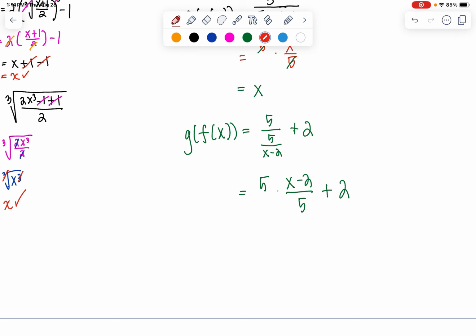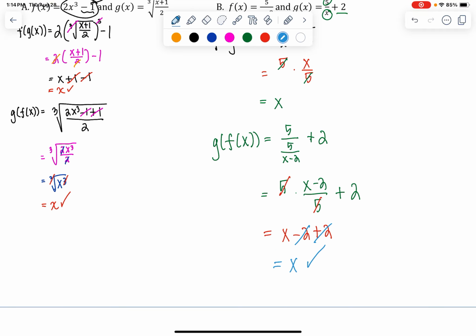All right, so I can simplify the 5 divided by 5 first. I cannot simplify the x minus 2 plus 2 first. So minus 2 and then plus 2. And then now I can simplify this. That's equal to x. All right, so I showed f of g of x is equal to g of f of x, which is equal to x. All right, that's it for today.